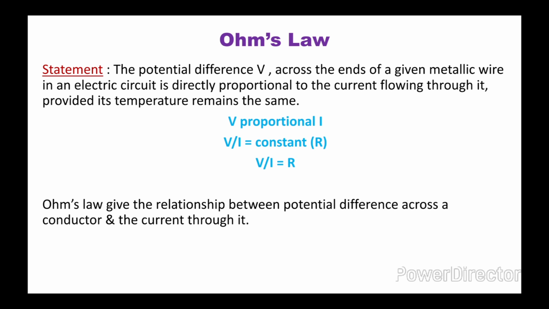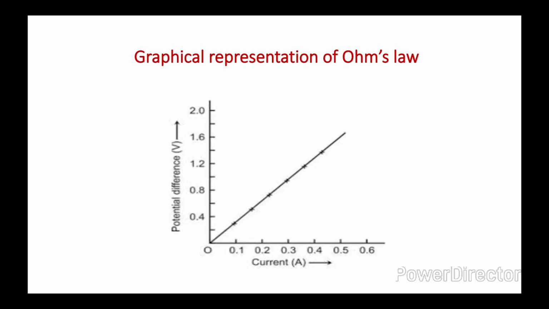The law which gives the relationship between potential difference and current is Ohm's law. Even in 1 mark they may ask, state the law or mention the law which gives the relationship between potential difference and the current, that is Ohm's law. This is the indirect way of asking about Ohm's law, but the answer is one and the same. So you have to remember the statement of Ohm's law, and it gives the relationship between the potential difference and the current. And what is the graphical representation of Ohm's law?